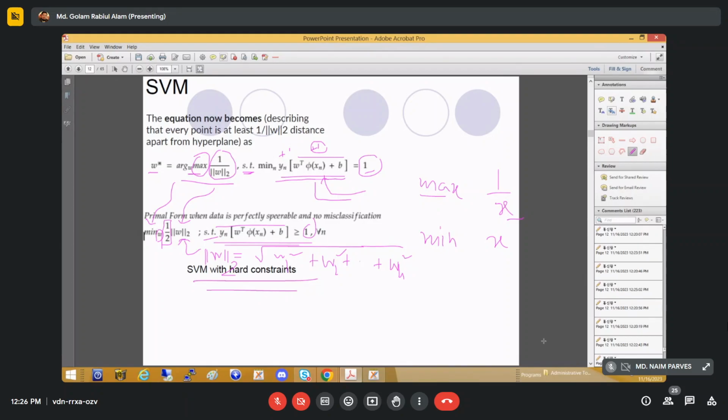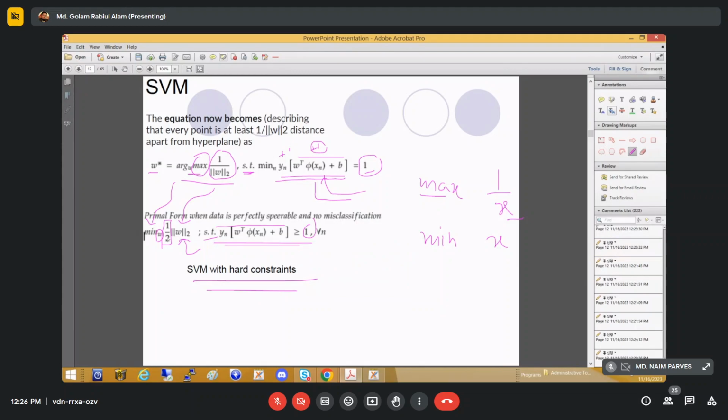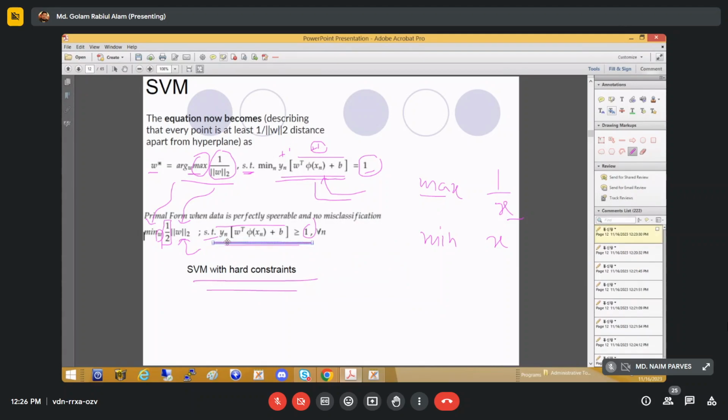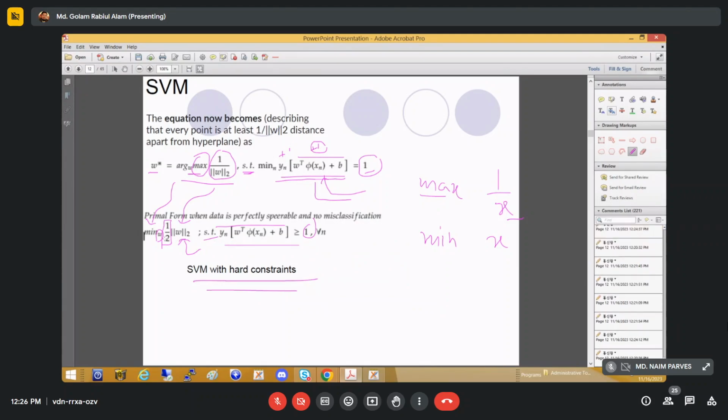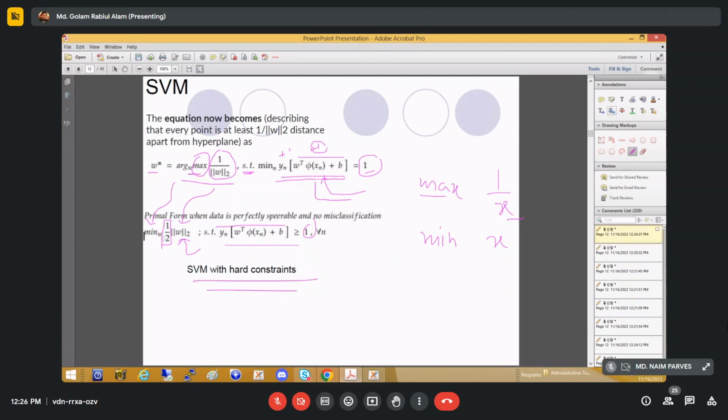So that's why we need to allow few misclassifications. But those things I will discuss in our next class. At this stage, if we want to find the optimal solution, then how do we find it? This is an optimization problem, and we can use several optimization methods to find the W and B.